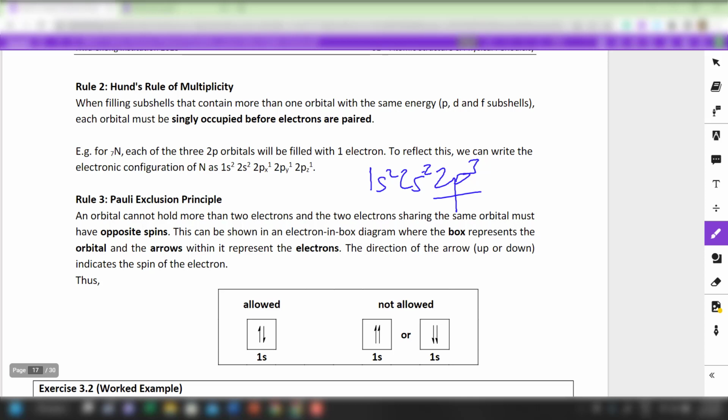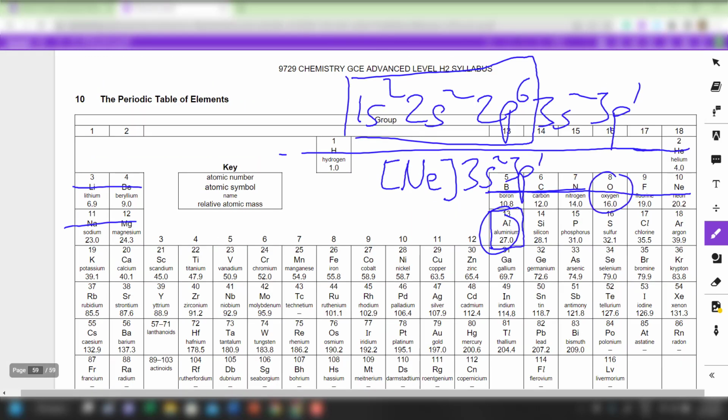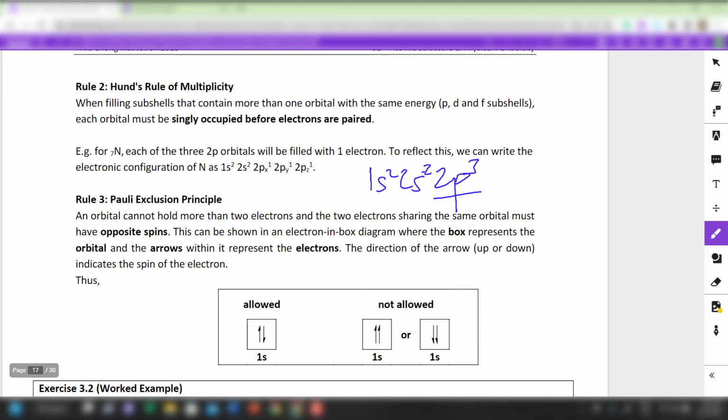So the order would be I will first have to fill all the p orbitals up singly before I pair them up. That means for oxygen onwards, oxygen will be 1s2, 2s2, 2px2. Either px2 or py2 or pz2, it doesn't really matter. This is Hund's rule. Because all the orbitals in the subshell are degenerate in terms of energy, you have to fill them up singly first before pairing can occur. That is what Hund's rule is trying to tell you.